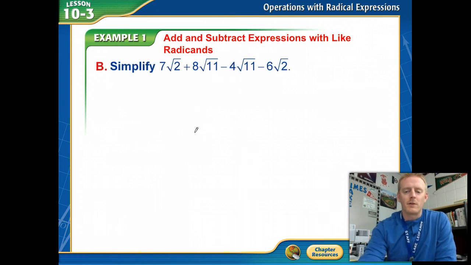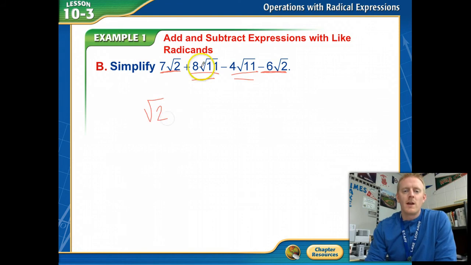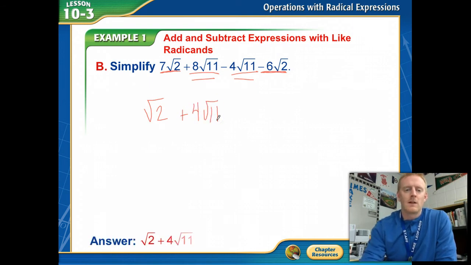So let's do another one really quickly. Notice that we have square roots of 2 and 11 and 11 and 2. So my like terms are going to be this guy and this guy, and then these two will go together as well because they're both square roots of 11. So 7 minus 6 becomes a square root of 2, and then 8 root 11 minus 4 root 11 becomes a plus 4 square roots of 11. So there we go.